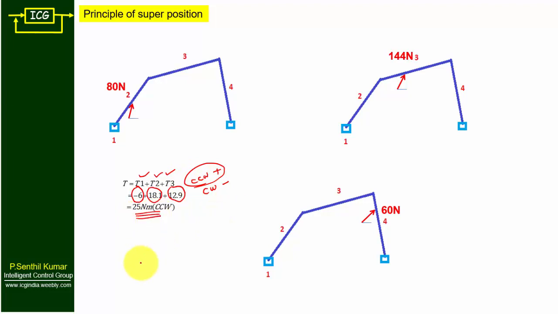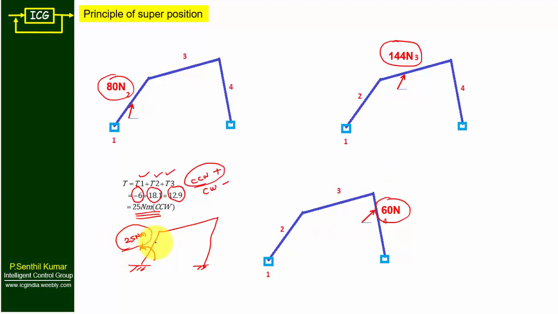So finally, I can say a torque of 25 Newton meter will act on the crank in counterclockwise direction when a force of 80 Newton on link 2, 144 Newton on link 3, 60 Newton on link 4 is acting. When these three forces are acting on the corresponding links, this is the amount of torque generated on the crank. So with this, we have solved a very big problem on dynamic analysis of four bar mechanism.